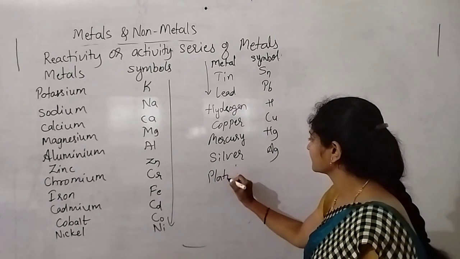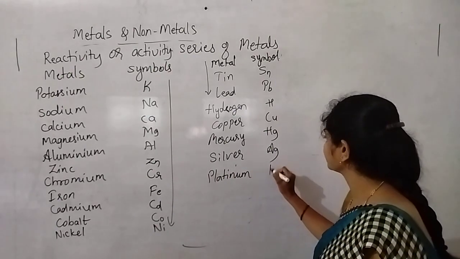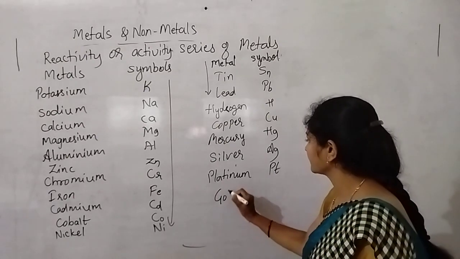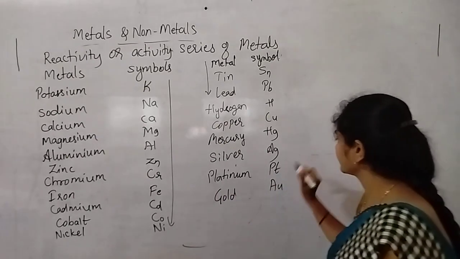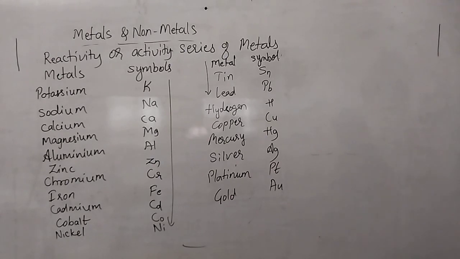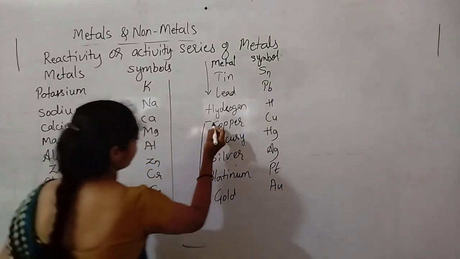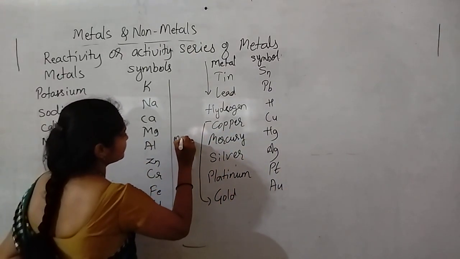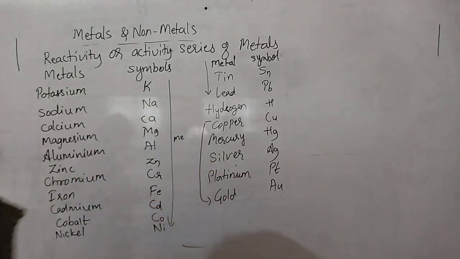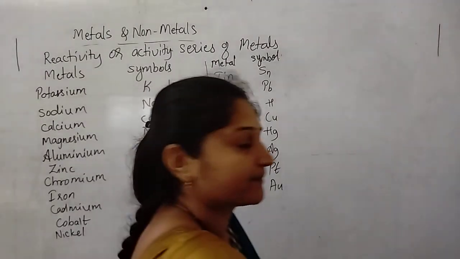These are the symbols of the metals. So from copper to gold, these metals are less reactive than hydrogen, and they do not react with acid to give H2. So from copper to gold, these metals are the less reactive metals.